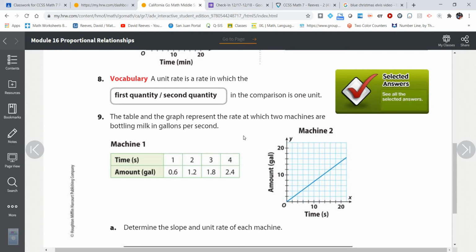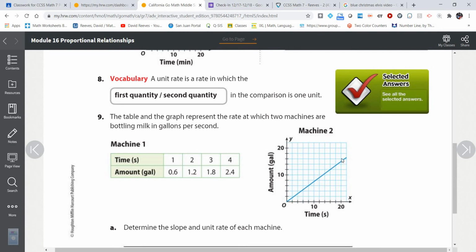So I'm given these two machines that are producing gallons of milk. Actually, they're not producing the gallons of milk. They are simply bottling the gallons of milk. And one of the rates is given in a table, and the other rate is given in a graph. All right? And we want to be able to compare them, so we need to get them to look the same. So we either want to take machine 2 and make a table, or machine 1 and make a graph, or maybe, just maybe, we'll do both, right?